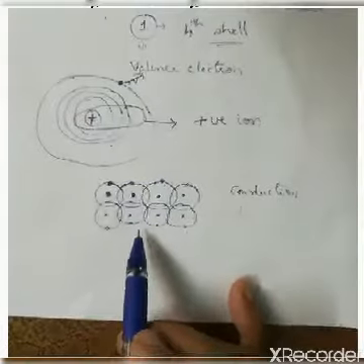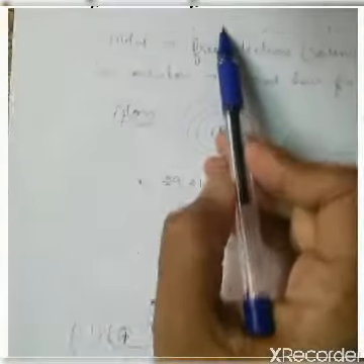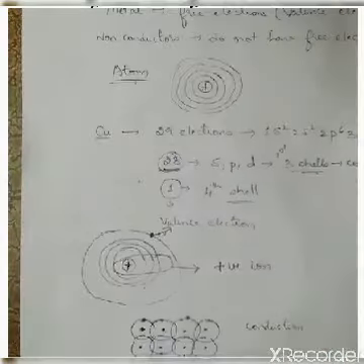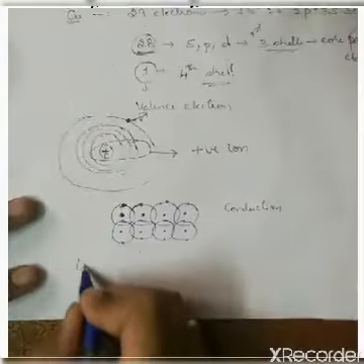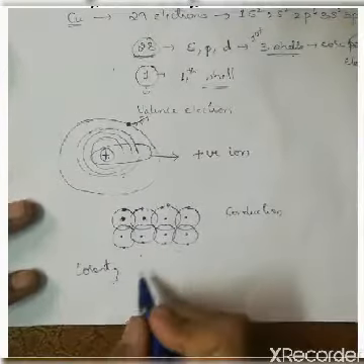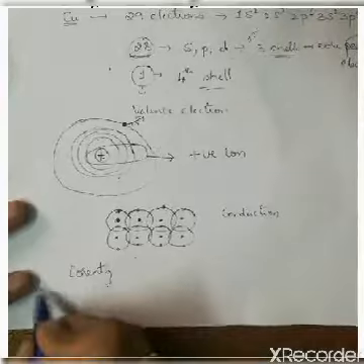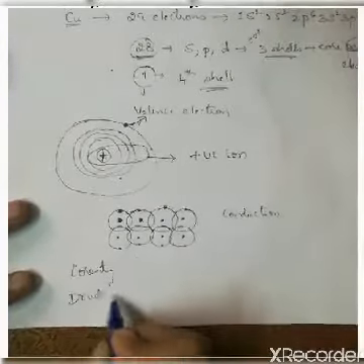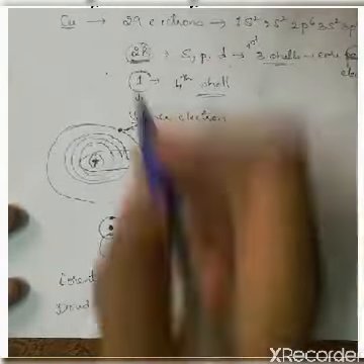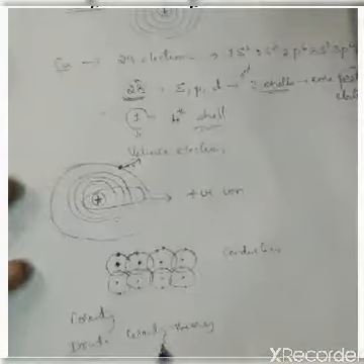As I said, this theory was given by Drude, so it was called Drude theory, but later Lorentz improved Drude's theory in certain aspects, and hence later it was called Drude-Lorentz theory. This is nothing but the classical theory. The other name for classical free electron theory is also Drude-Lorentz theory.